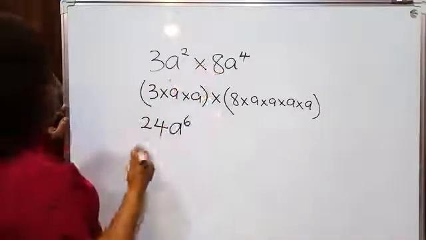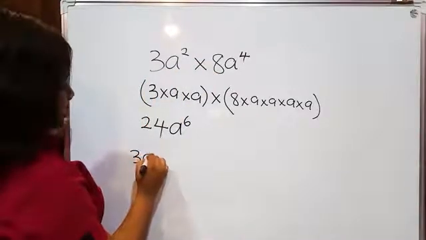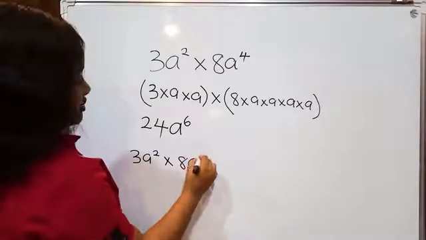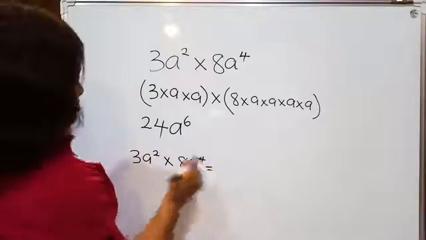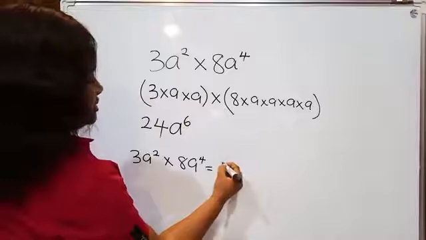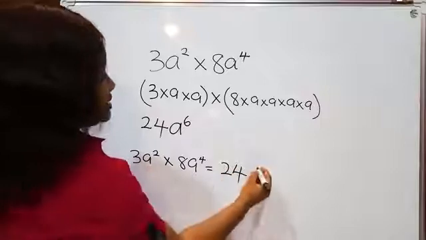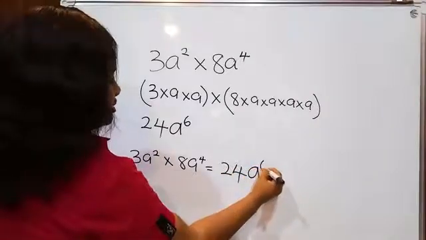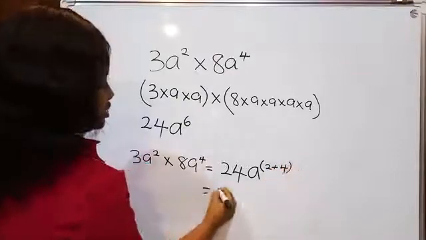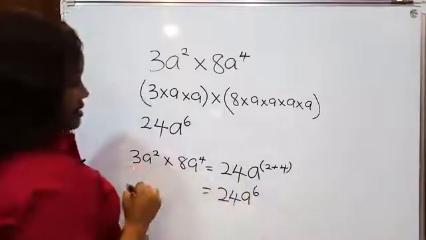The other way of doing it is by multiplying. You have 3a squared times 8a raised to the power 4. You multiply the two numbers, we have 24. Then multiply the a's: a to the power 2 plus 4, and it gives us 24a raised to the power 6.